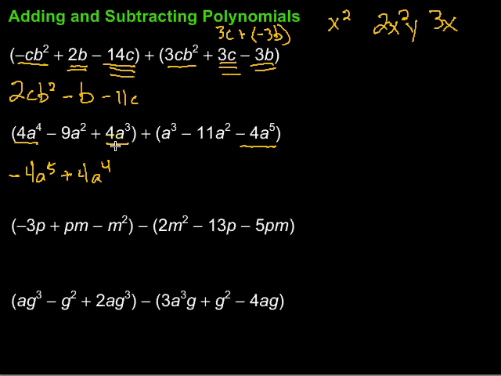Then, let's see, a to the 3rds. Hey, there's one. And there's another one over here. So 4a to the 3rd plus another a to the 3rd. We've got a total of 5 of those. So 5a to the 3rd.